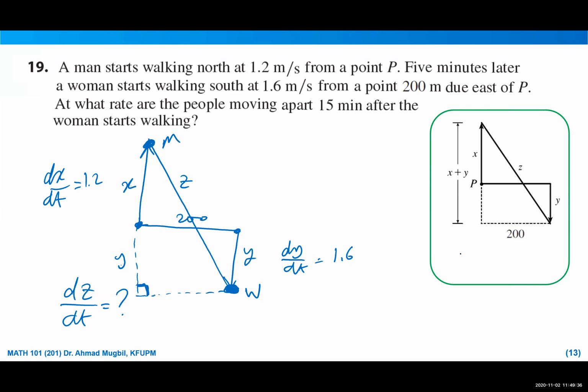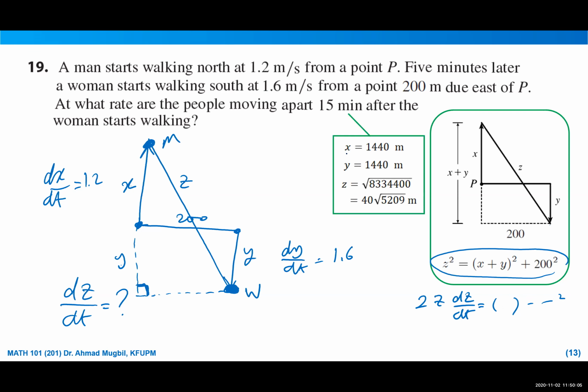Now, according to the Pythagorean theorem, what will Z squared be? Z squared will be equal to X plus Y all squared plus 200 squared. Now, this is the main relationship between your variables. Halas, you have this, you can solve it now. What you will do, you will differentiate both sides with respect to time. So it will be 2Z dz dt equals, you can continue solving this way. And the final answer is here. What is X, what is Y?